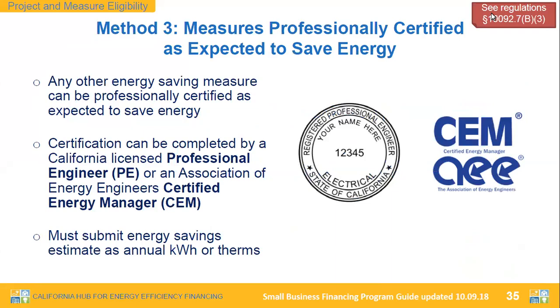And the third method, which we call the professionally certified method, we added this because we've gotten a lot of external feedback that custom processes can take a long time. And sometimes customers will install a less efficient measure rather than wait to get approval for their custom measures. And we wanted to offer a faster process that has more flexibility and customization to the program. So the certified energy manager or professional engineer who is not working for the customer can certify that these measures will save energy, and they'll provide us with an estimate of how much energy they think it's going to save. And we've gotten a lot of positive feedback from the industry on this method.